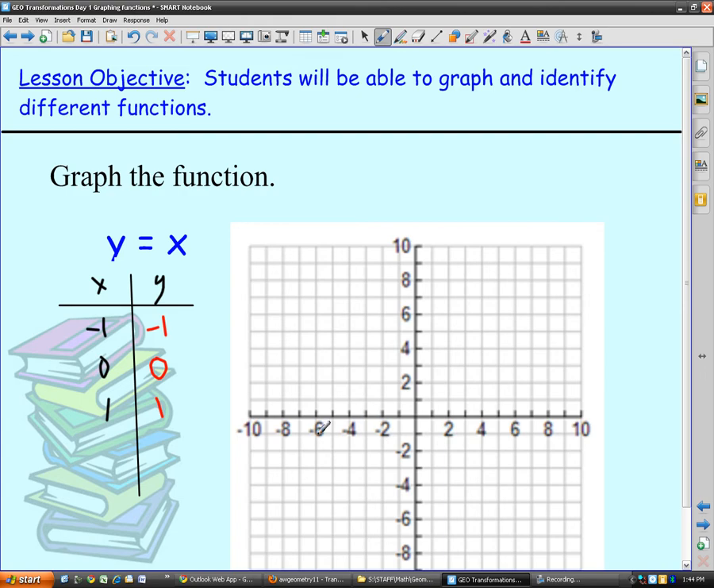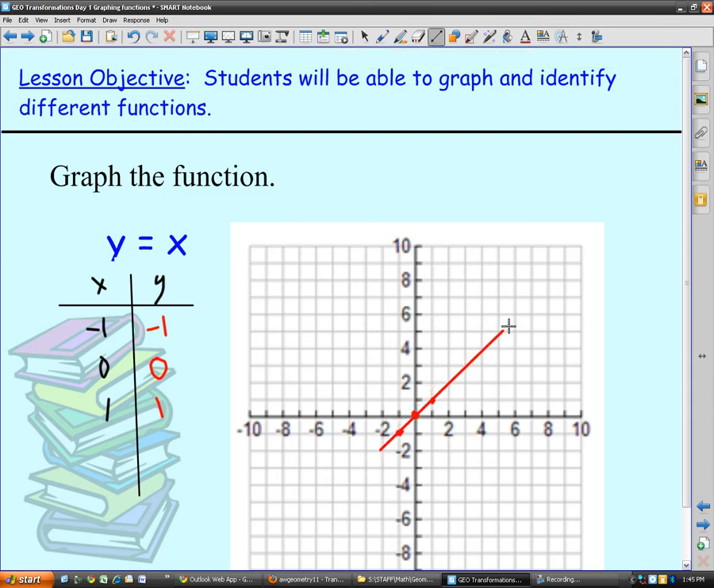So now I plot these points. If I go back 1 and down 1, I end up with a point right there. At 0, 0, I have this point. And last but not least, 1, 1 would be that point. And so now I get this nice straight line. Let's see if I can hit these points. Do the best I can.